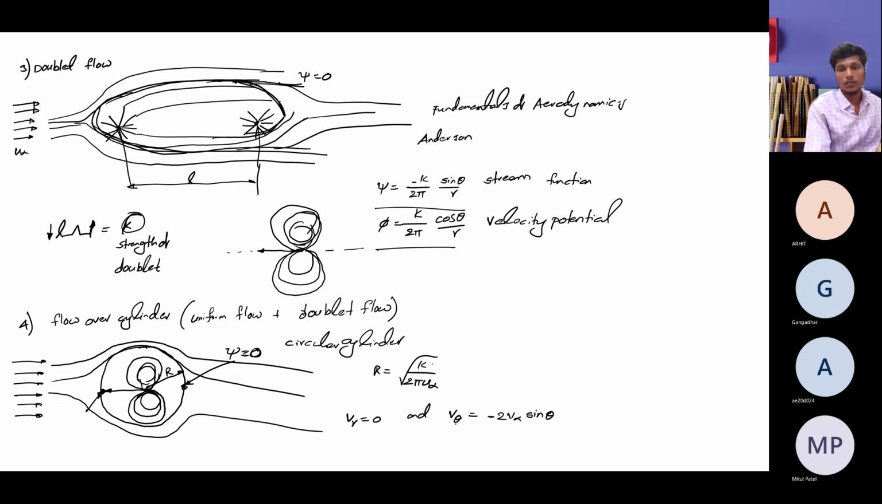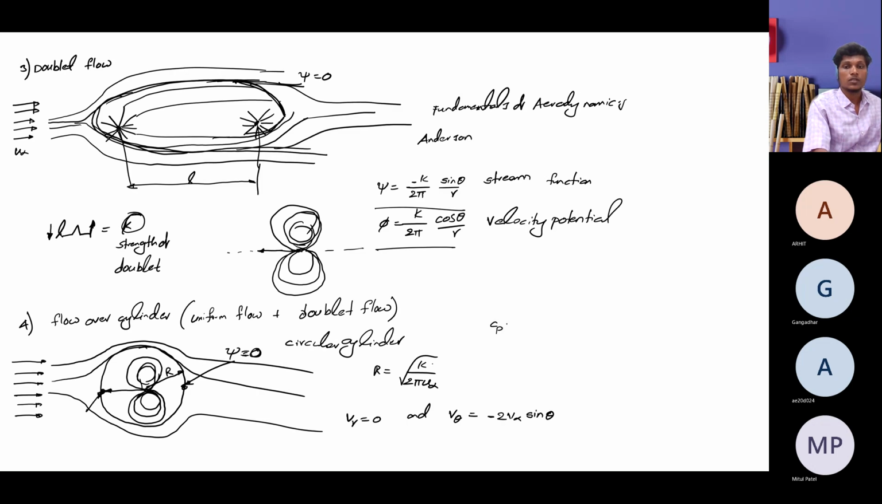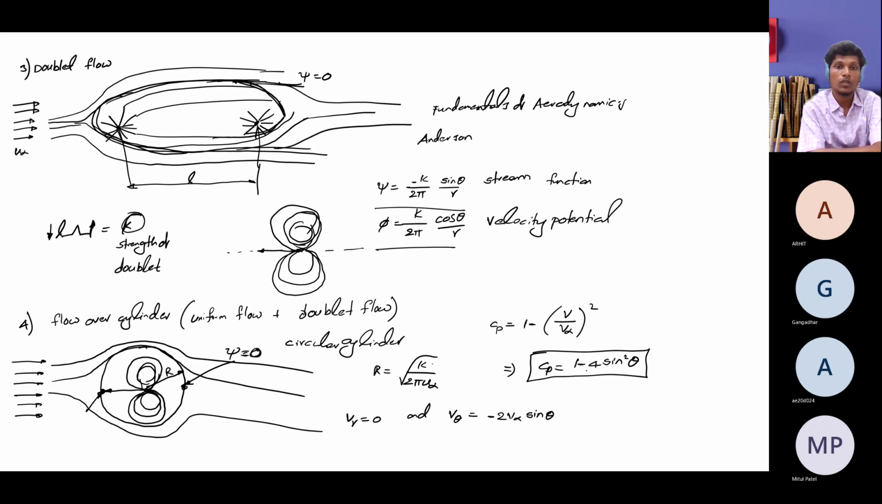At the same time, using this V theta and Vr, if you want to find the pressure distribution, we can use Cp equals 1 minus (V by V infinity) squared, where V infinity is your free stream velocity, and V you can find by taking the magnitude from Vr and V theta. If you do that, you will get Cp equals 1 minus 4 sine square theta. This is a very important pressure coefficient distribution on the entire cylinder theoretically.